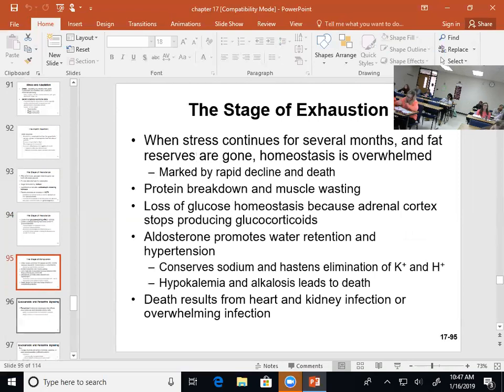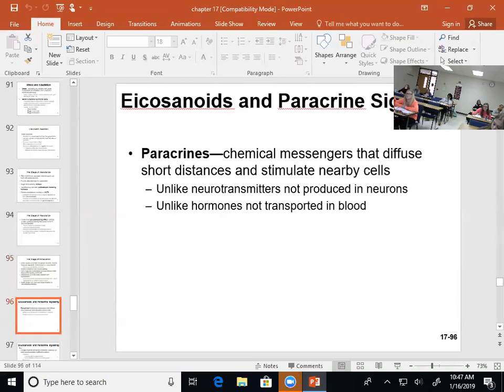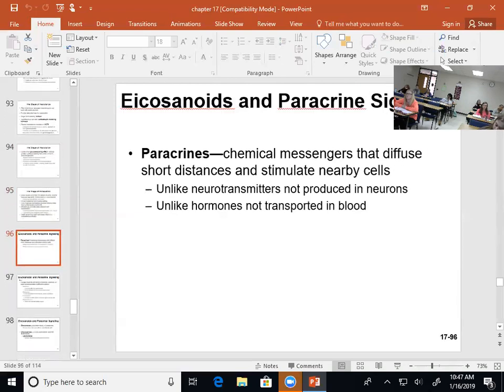Okay, so here now, we're in a stage of exhaustion. So you've probably eliminated your glycogen reserves, you're burning fats for energy. You're now in hypokalemia, which means that potassium levels are off because your pH balances were off. And this can lead to arrhythmias, it can lead to tissue failure, and it can eventually lead to death. So don't stay stressed is the thing.